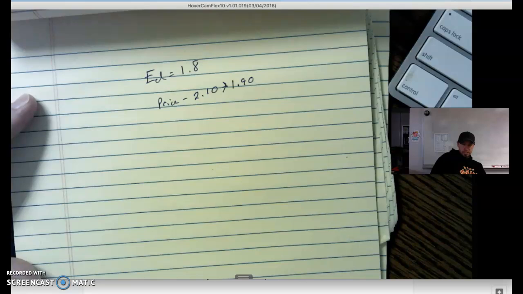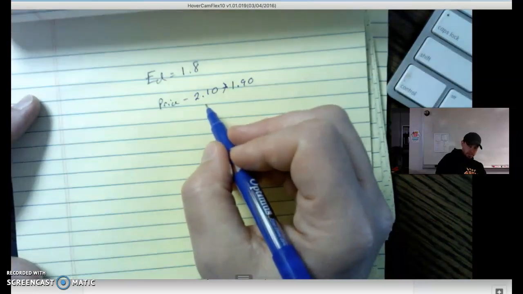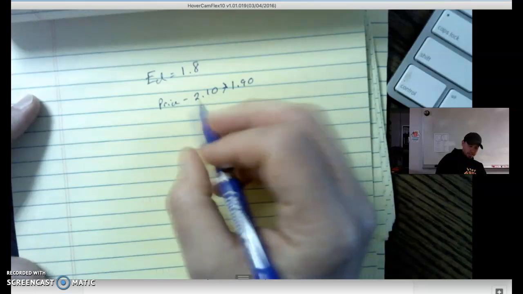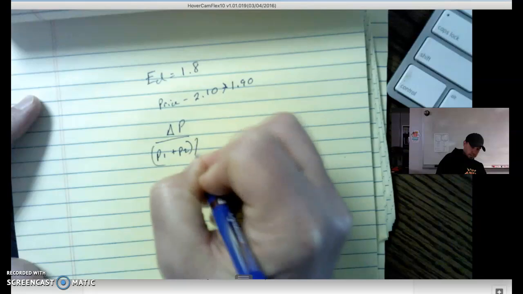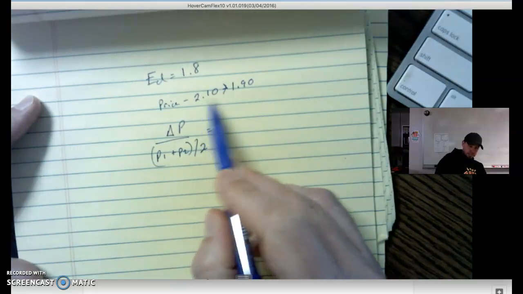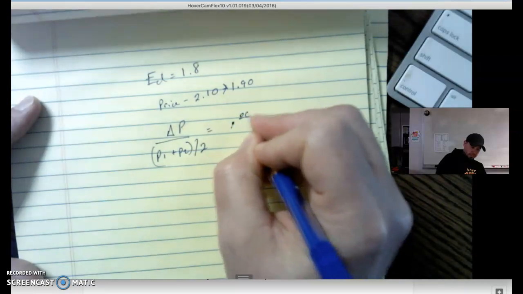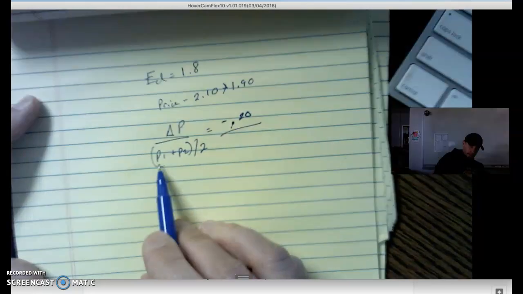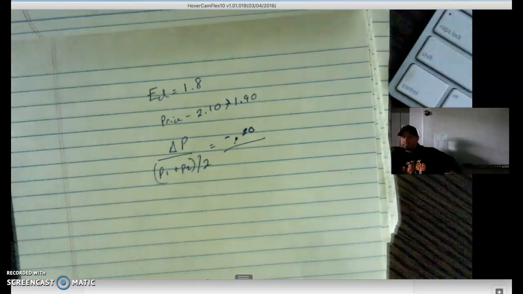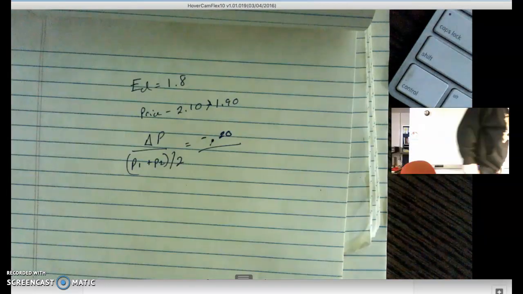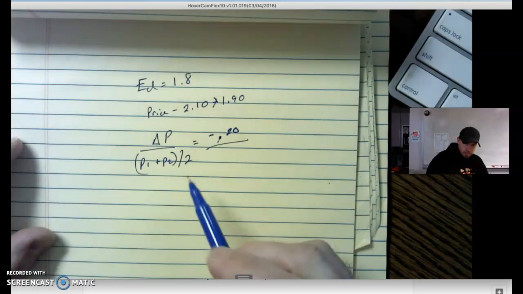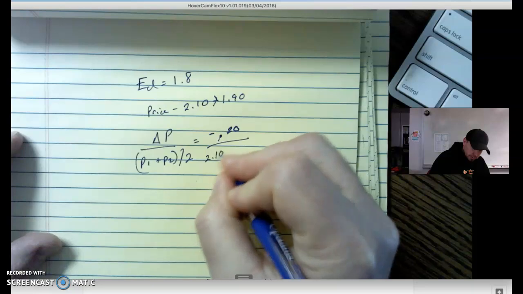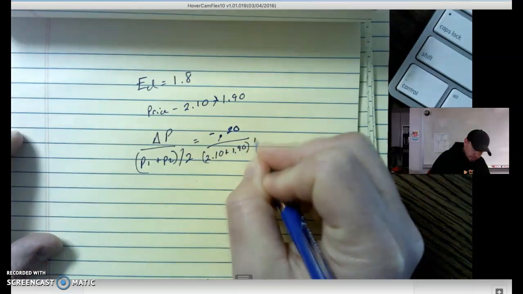So we're going to figure out first of all what this percentage change in price is going to be. So we've got to figure that average out. Okay, so what's our change? We're just going to do half of that formula. So we're going to find the change in price over P1 plus P2 divided by 2. So our change, we're going from $2.10 down to $1.90. That is 20 cents. It's negative. And we're going price 1 plus price 2, so 2.10 plus 1.9, divided by 2.